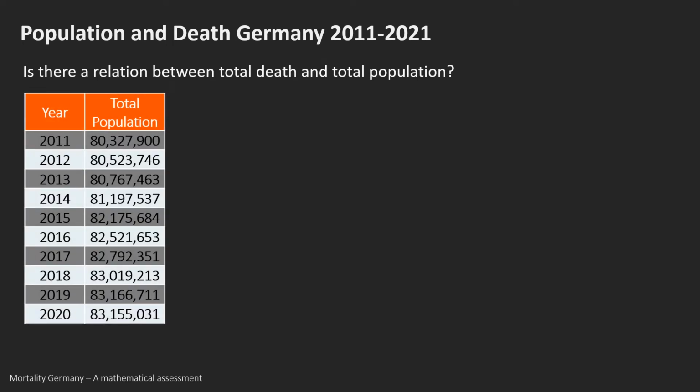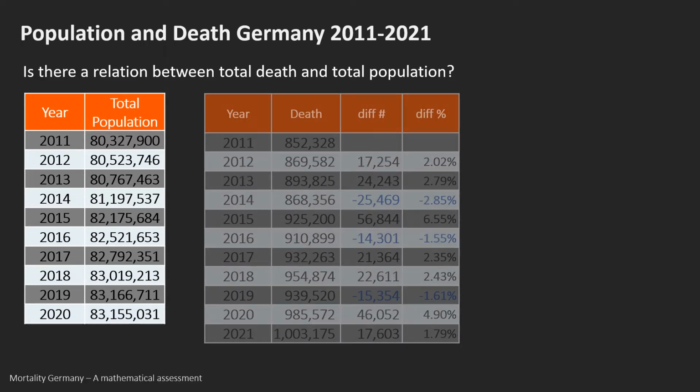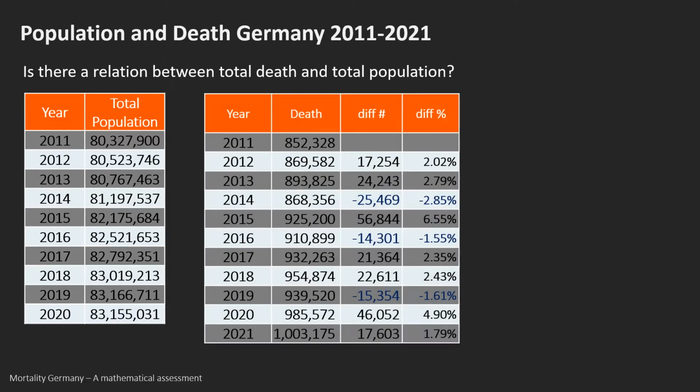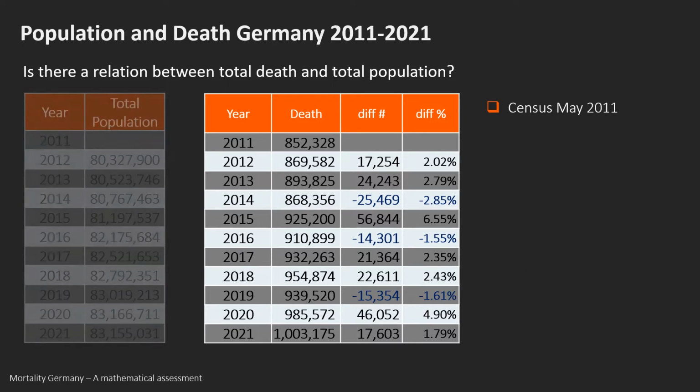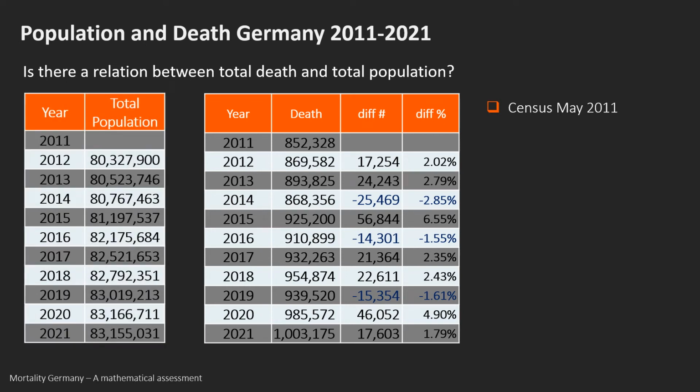Therefore, I want to know how many people die every year out of the population. Because the census was done in May 2011, I moved the population 1 year down. So I used the May 2011 population for the year 2012. And as I said, the population went up.